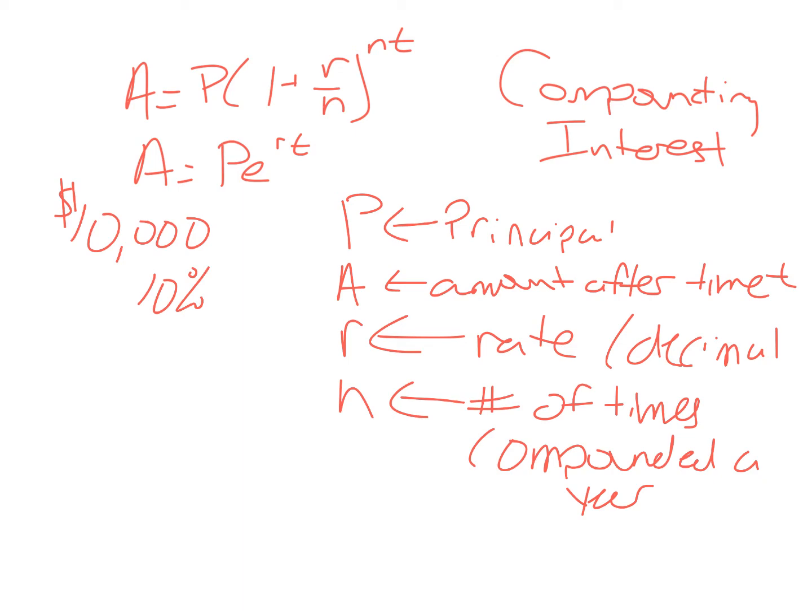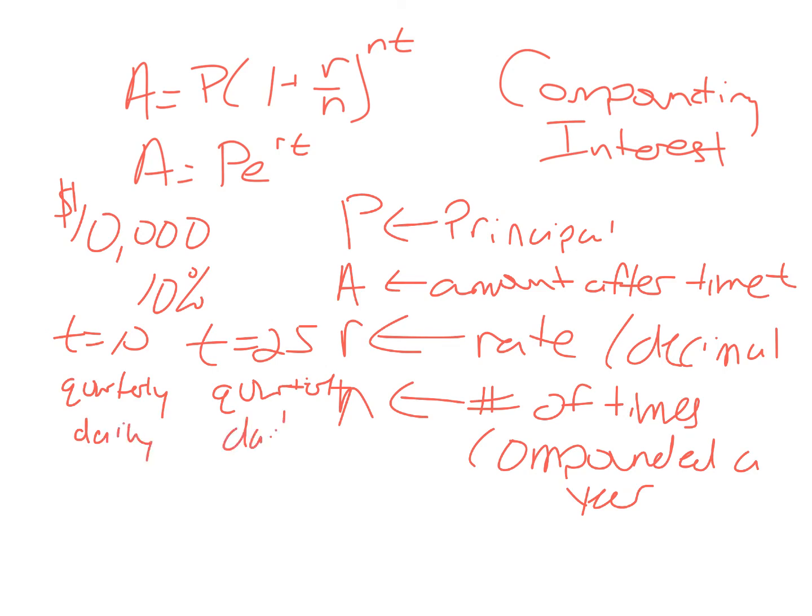So let's find a few things. Let's find when t is equal to 10, and t is equal to 25. I gave you the rate and the principal. Let's say you are compounding quarterly for this one, and for this one as well, just to be consistent. And then let's do daily and daily. Let's do quarterly first, okay? So quarterly for both of these.